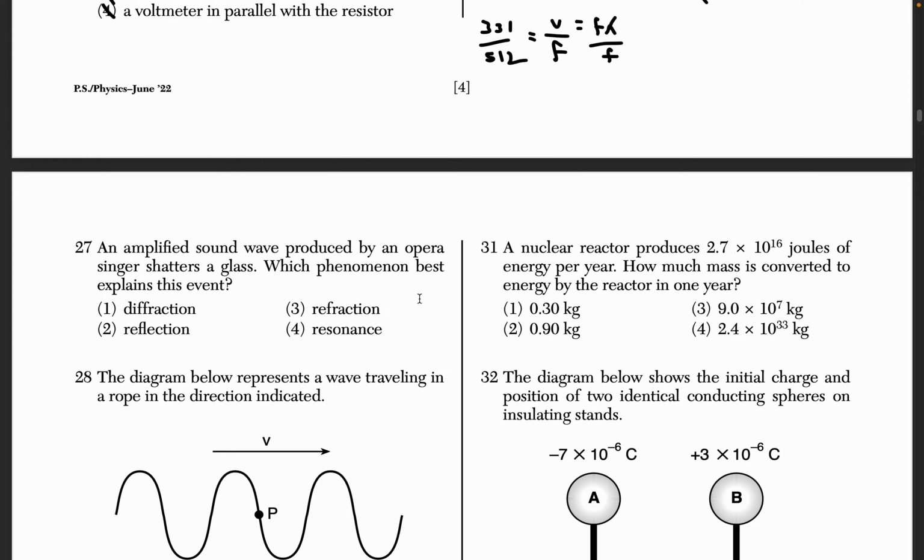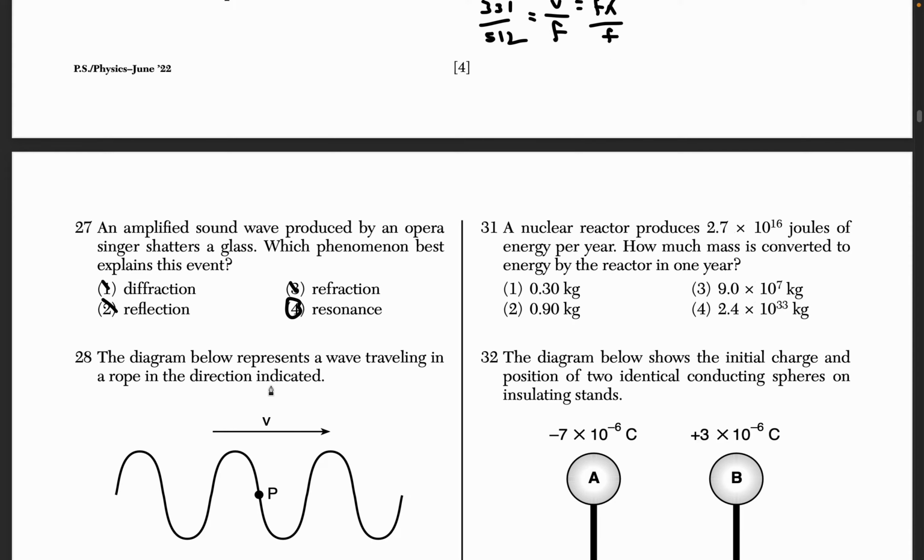An amplified sound wave produced by an opera singer shatters a glass. This is resonance. Because resonance is basically when we have a natural frequency, right? And then when it gets amplified to a certain extent that's unbearable, it shatters in this case. That's basically what resonance is.